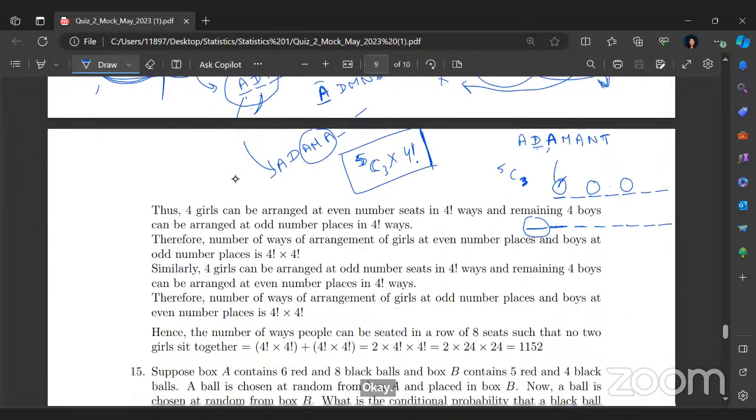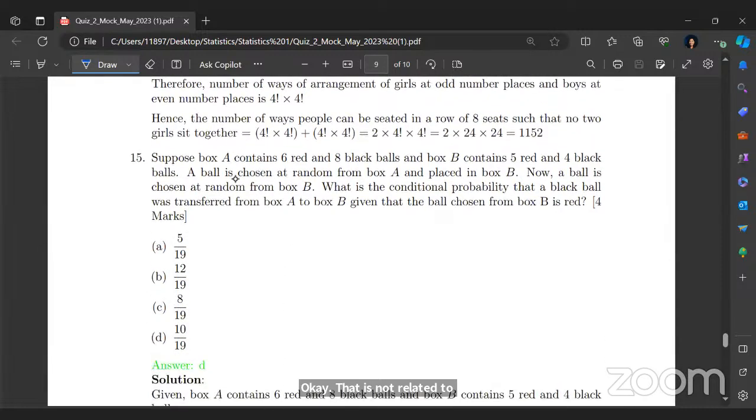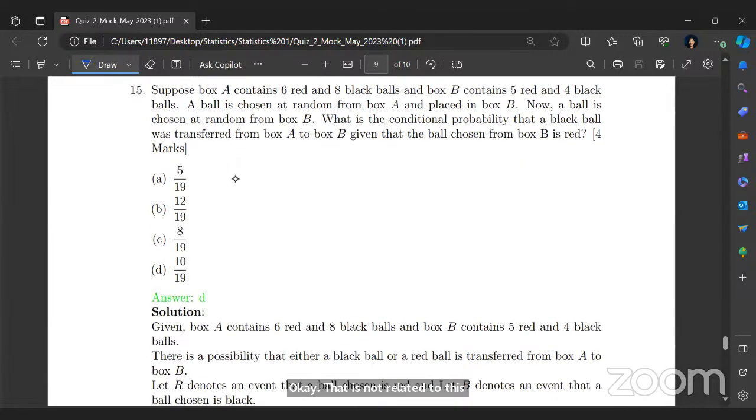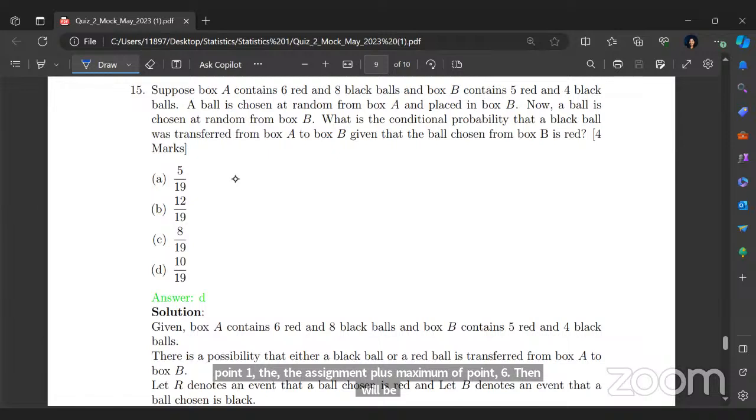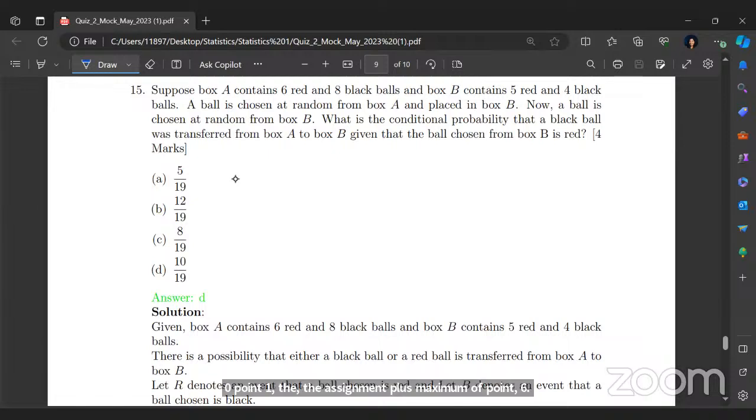Ma'am, that is not related to this question. I just want to know something little about the grading, ma'am. Grading what? Ma'am, for the final, this grading document for stats for data science one, they have given a formula, ma'am: 0.1 graded assignment plus maximum of 0.6. That is not of concern for now. Let's focus here. That will be calculated only at the end of your final exam.